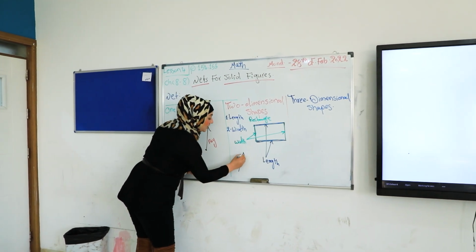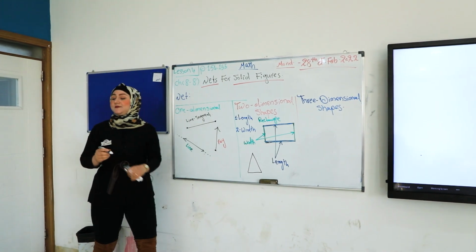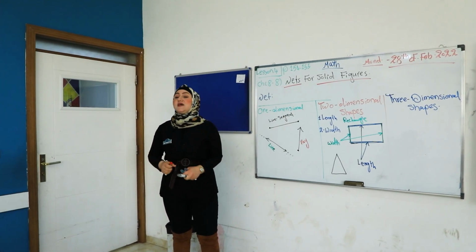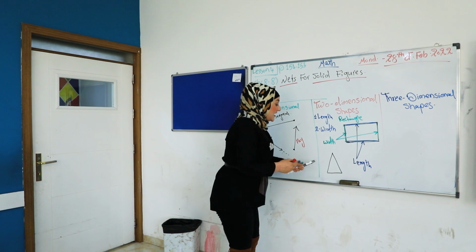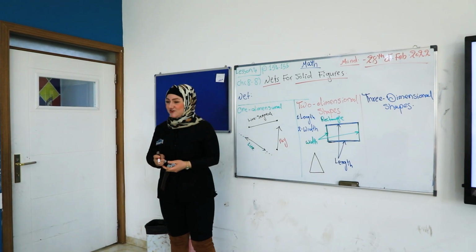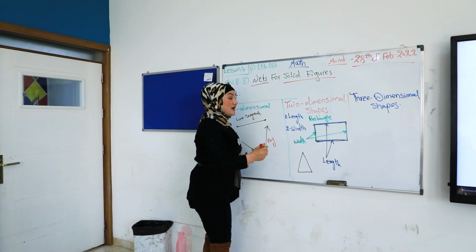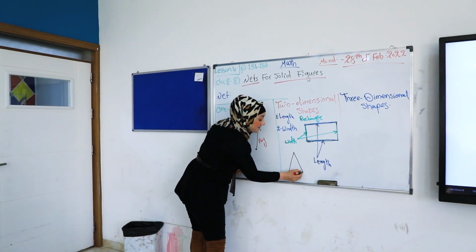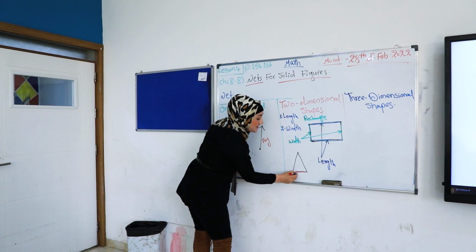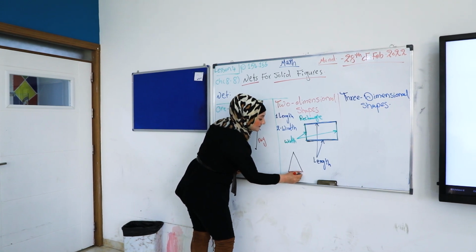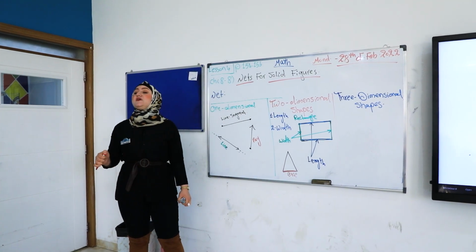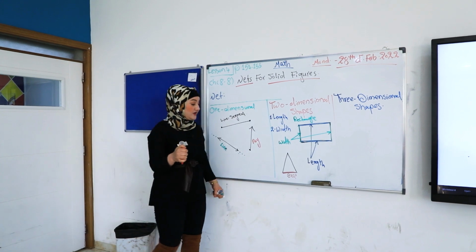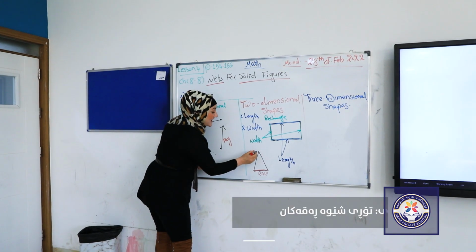Another shape here, what do we call it? Triangle. It's a triangle. Is it a shape or solid figure? Shape. It's a shape. Why? Because of having two dimensions. The first dimension here is the base one. What do we call it? The very, very down part, the bottom part, what do we call it? Base.